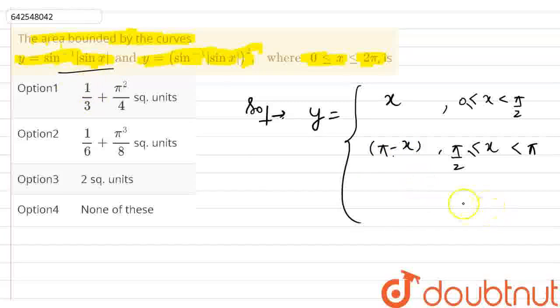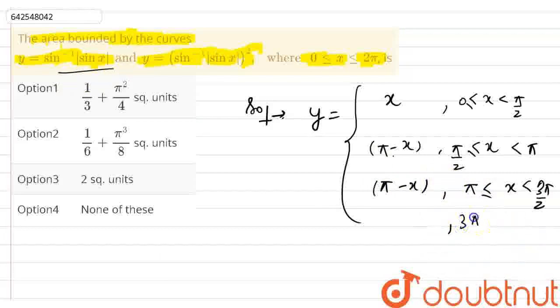Similarly, if we have x from pi to 3 pi by 2, from here we can also see that this will also be pi minus x, because we already know that sine inverse of sine of pi plus something will be pi minus that angle.